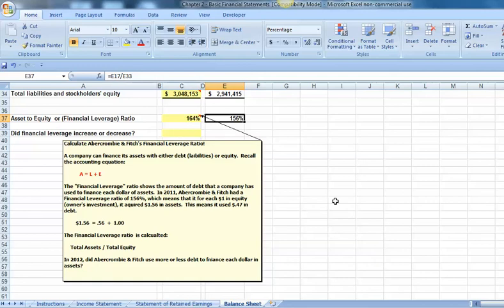So our question is, did our financial leverage, or the amount of debt that Abercrombie and Fitch used, increase in 2012? And we can just select increase or decrease from our menu.